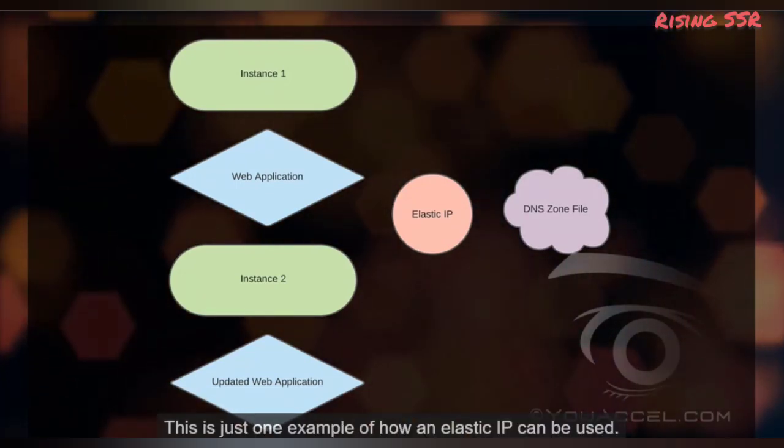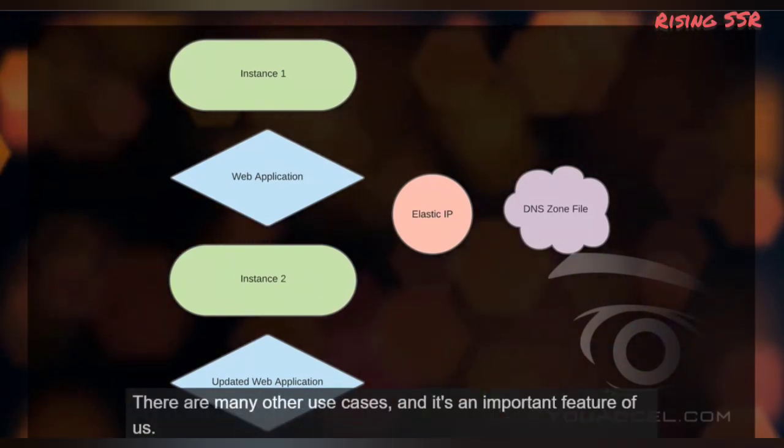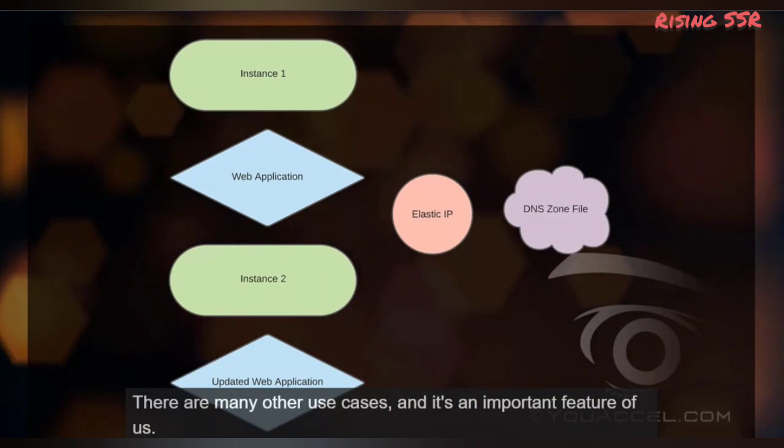This is just one example of how an elastic IP can be used. There are many other use cases, and it's an important feature of AWS.